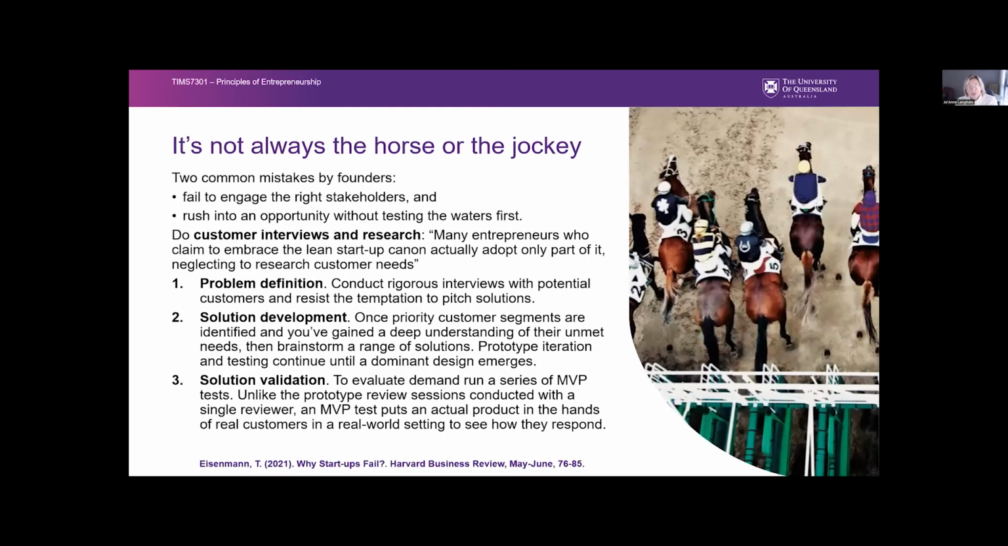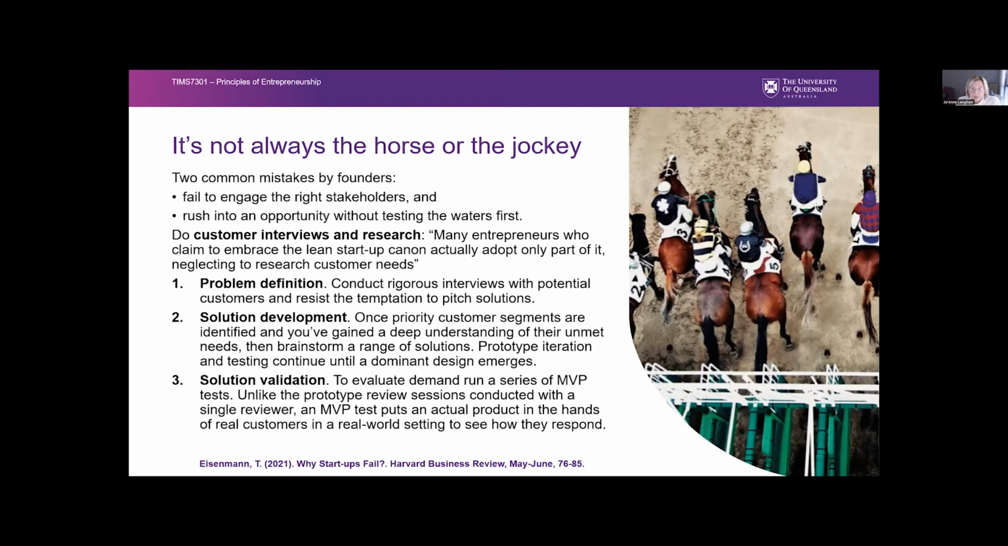So it's also not always the fault of the founder in why a business fails. There's a couple of different mistakes that are quite common. First one is to fail to engage the right stakeholders. As I said, an innovator or an entrepreneur rarely does this on their own. They really need to have the right environment and the right people around them to ensure that they are successful.